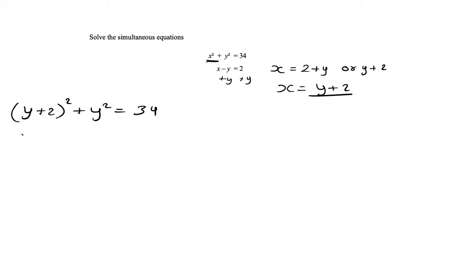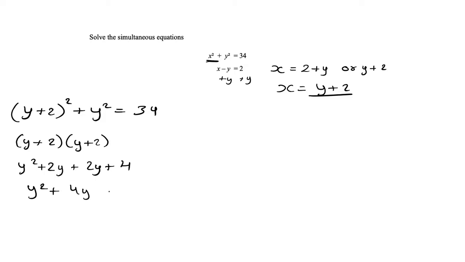Okay, let's expand the brackets. Y plus 2 and y plus 2. We have y squared plus 2y plus 2y plus 4, y squared plus 4y plus 4. Remember, we need to add the y squared back on from here. So we have to add y squared, and that's equal to 34. Okay, so y squared add y squared is going to give you 2y squared plus 4y plus 4, and that's equal to 34.